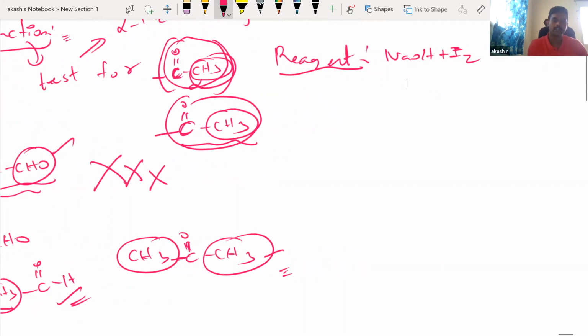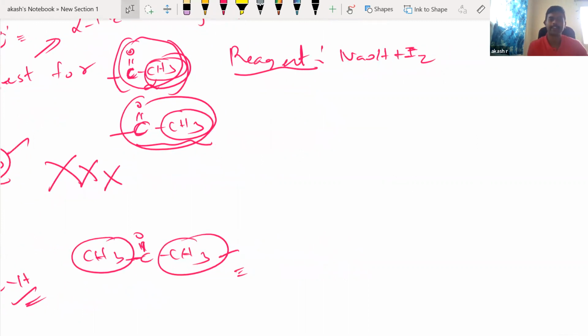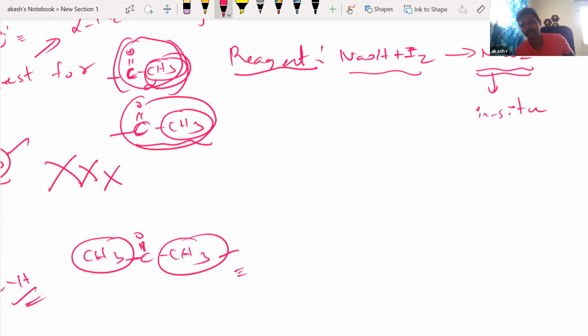I don't know whether you remember from the P block, whenever you have NaOH plus I2, you are always going to form NaOI. This is actually the thing which is going to be used up in the reaction. This is prepared in situ. Can you tell me what you mean by in situ preparation? Anybody knows?